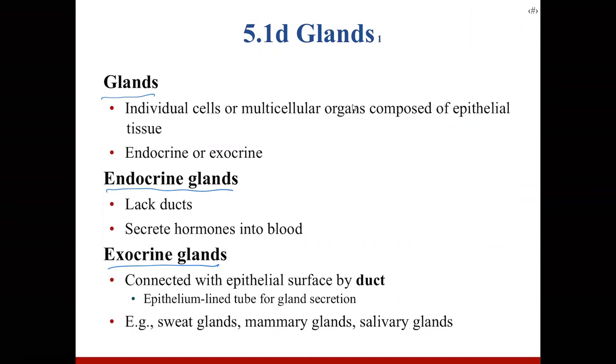Now, endocrine glands are part of the endocrine system. So they don't have ducts, no ducts coming out of them. And what they do is they dump hormones into the bloodstream. So endocrine glands are things like your thyroid, your pancreas, and we have a whole chapter 17 all about the endocrine system.